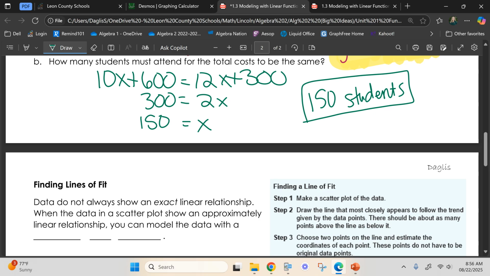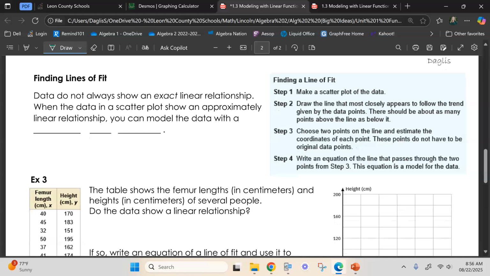Okay. Are we ready to step into Algebra 2? Are we in the world of modeling linear functions? Making our numbers make sense. Okay. So on the back, we are going to find lines of fit because this was nice information on the front. They were nice and perfect and consistent, but life is not always perfect and consistent, is it? Okay. Data do not always show exact linear relationships. When the data in a scatter plot shows an approximately linear relationship, you can model that data with a line of fit.